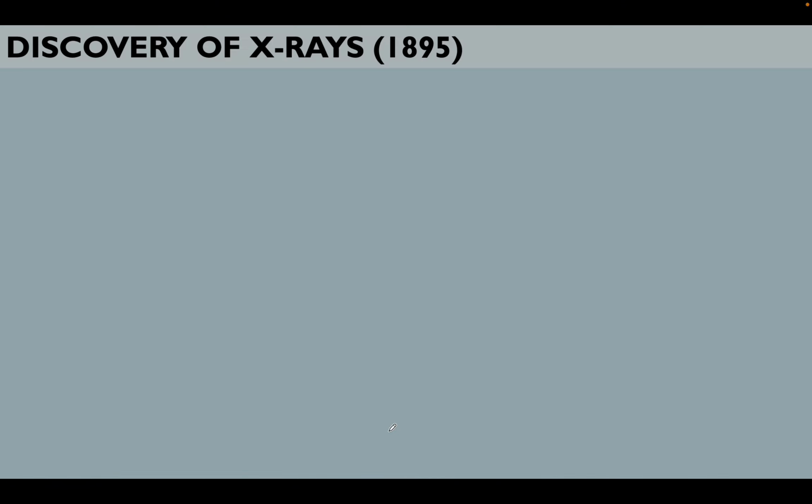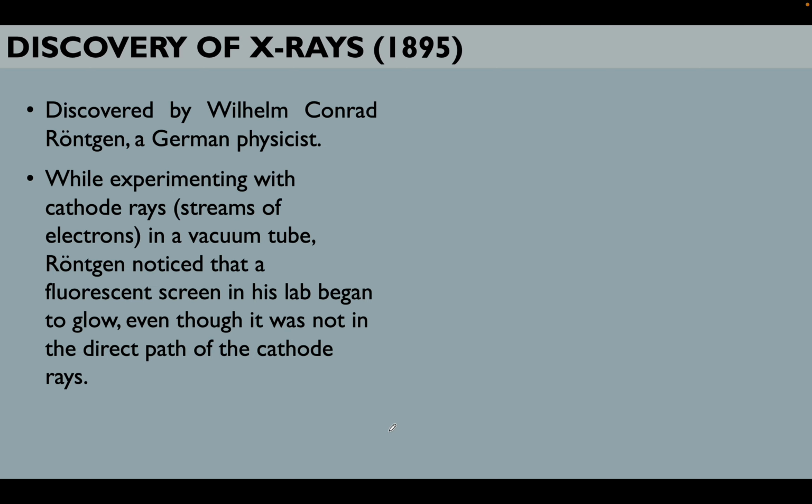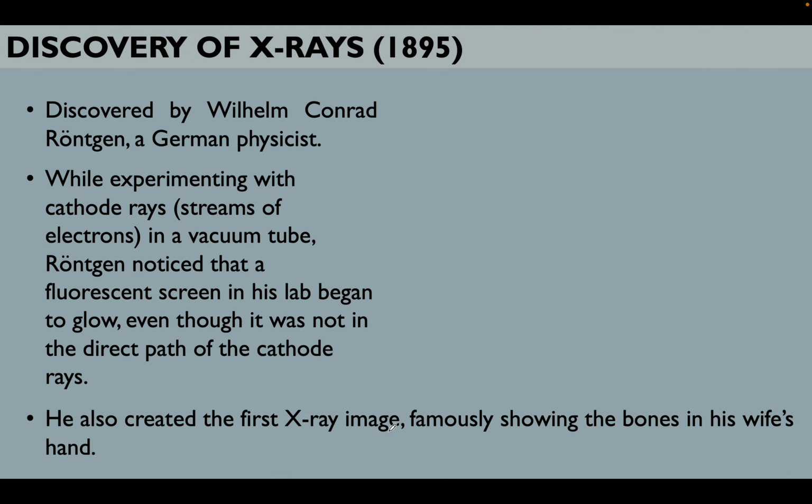As for the discovery of X-rays, it was discovered in 1895. Who discovered this? It was discovered by Wilhelm Conrad Röntgen, a German physicist. While experimenting with cathode rays, or streams of electrons in a vacuum tube, Röntgen, I don't know the correct pronunciation of this one, noticed that a fluorescent screen in his lab began to glow, even though it was not on the direct path of the cathode rays.